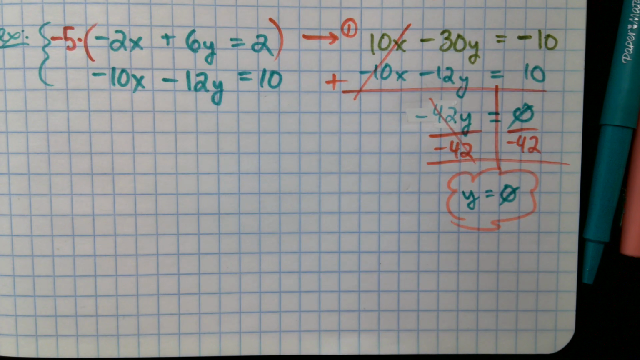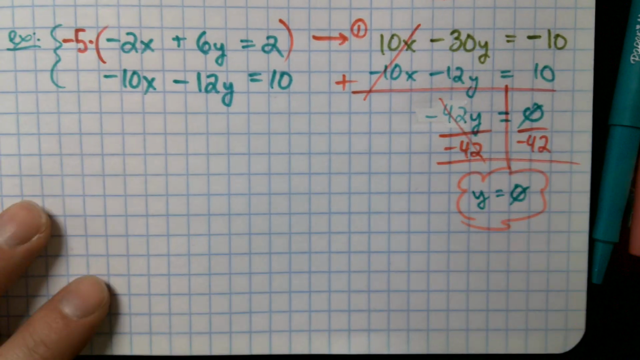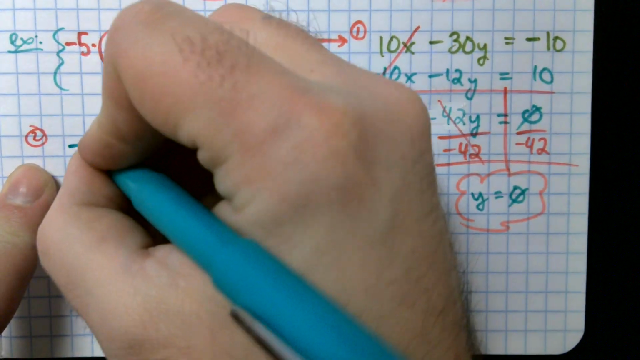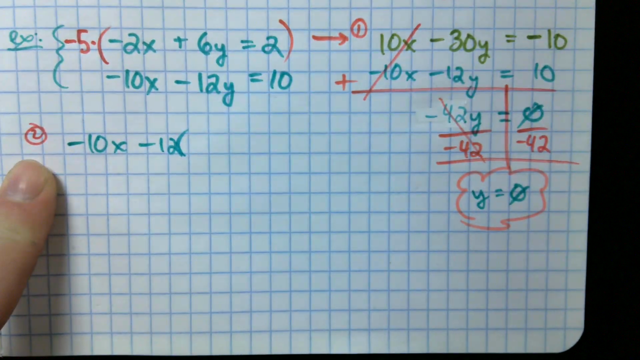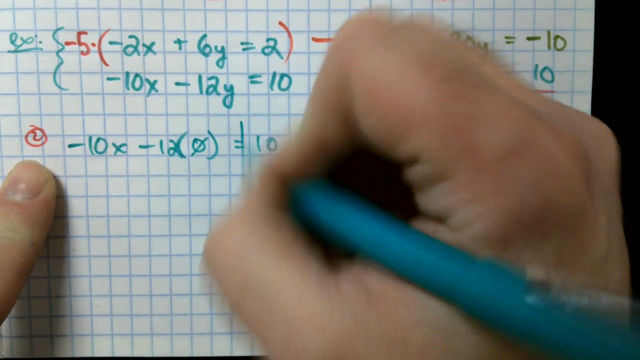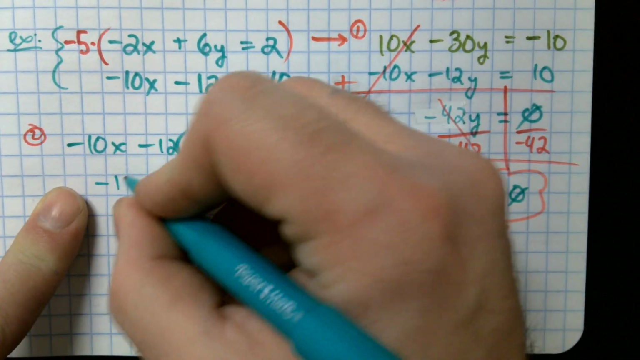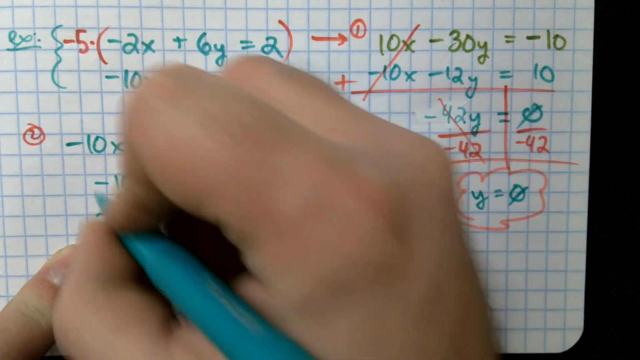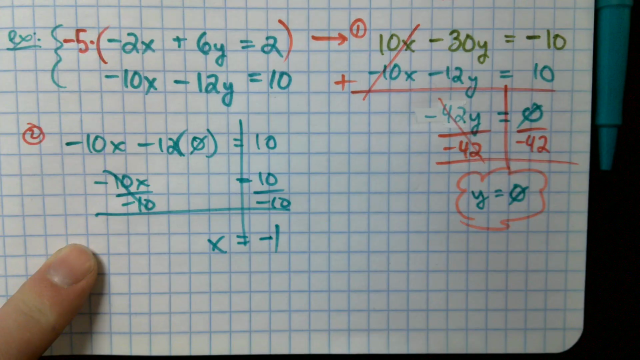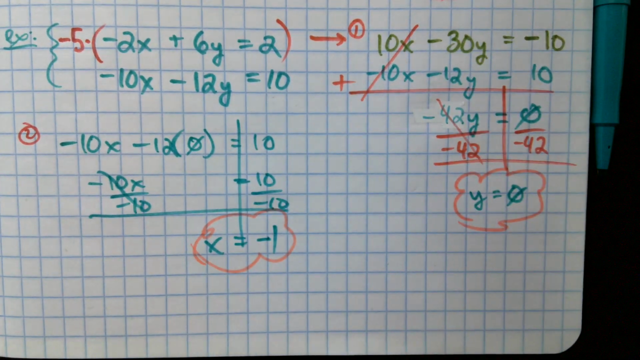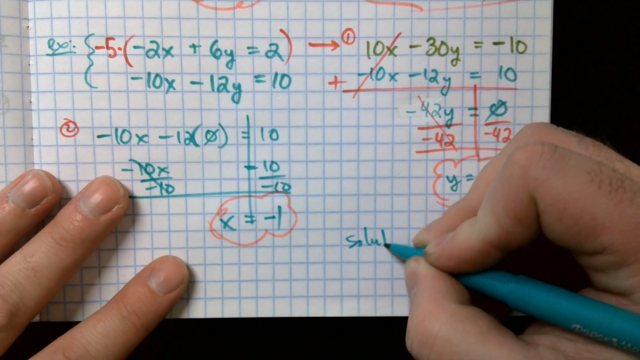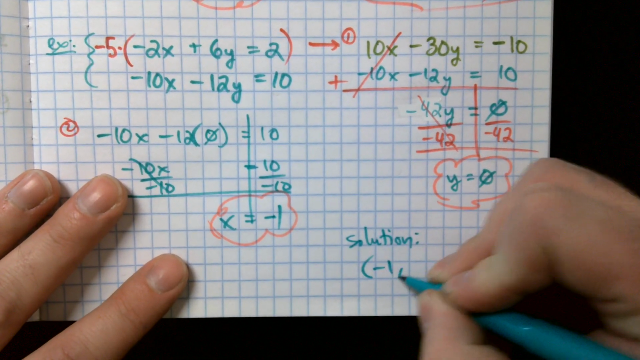All right, let's come back together. We're almost done. So, I'm going to take this second equation, negative 10x minus 12 times 0 equals 10. 12 times 0 is obviously just 0. Divide both sides by negative 10. And I get x equals negative 1. So my solution is negative 1, 0.